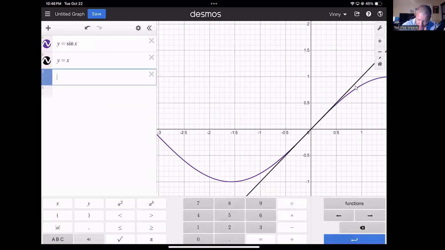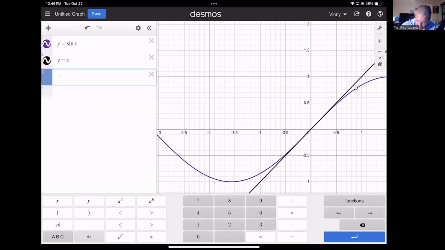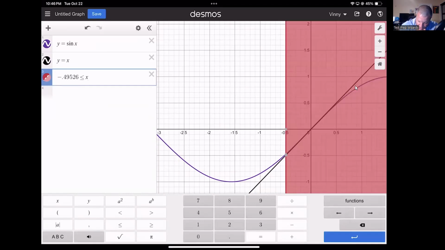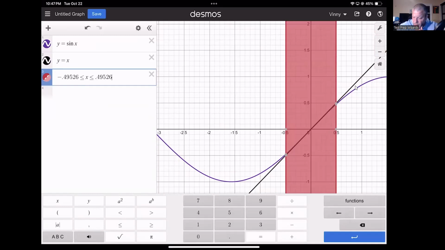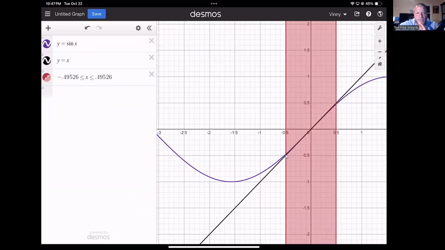So if we just looked at this inequality, negative 0.49526 less than x less than 0.49526. So this is the interval that we're working with. That interval here, right? So sine of x and just the line y is equal to x are roughly the same. They differ by less than 2%. So you have about 98% accuracy just replacing the sine of x with just the value of x between those two values of x, or those two values of theta, rather.